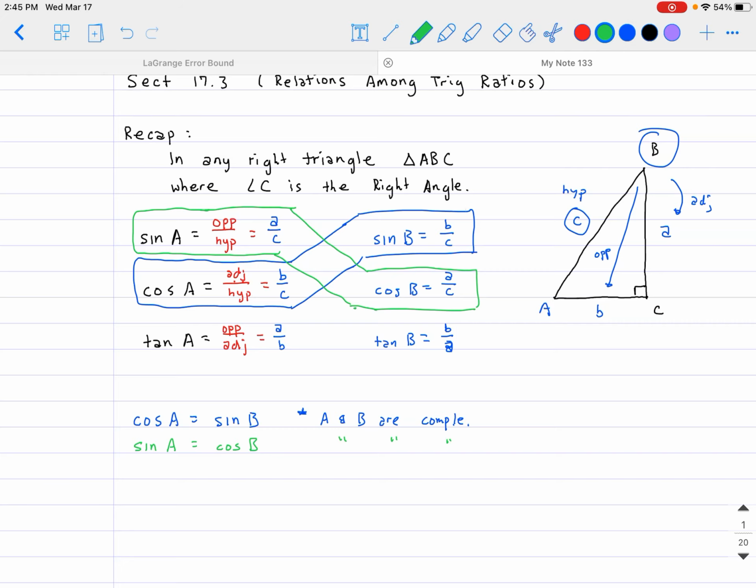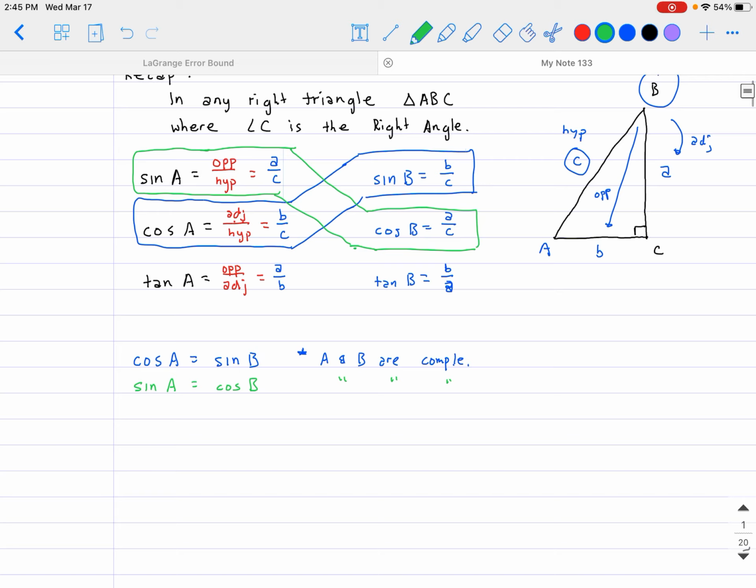So that right there is kind of like a theorem that we can actually use. We can actually take these to make it a little bit easier. If we want, we can go ahead and write the following. Cosine of A is equal to sine of, rather than writing angle B, we could also write 90 minus A, because remember, they are complementary to each other.